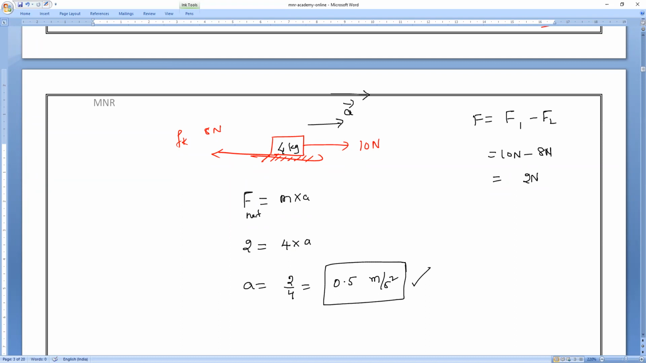So will the body start moving or remain in state of rest? Everybody? Body will start motion. The frictional force is actually 8, and the frictional force is less than the applied force. So that is why the body is in motion, not in state of rest. Body is in state of motion. So that is what you should remember.